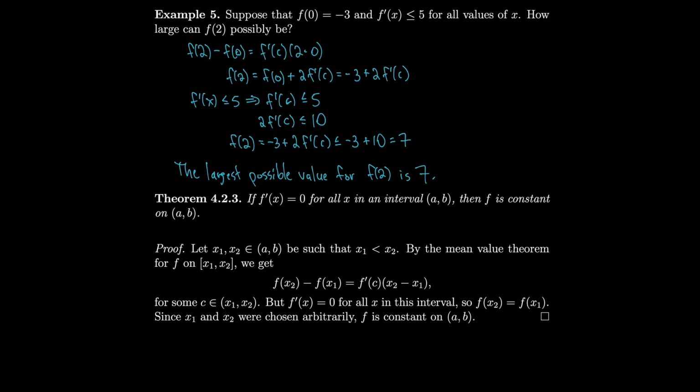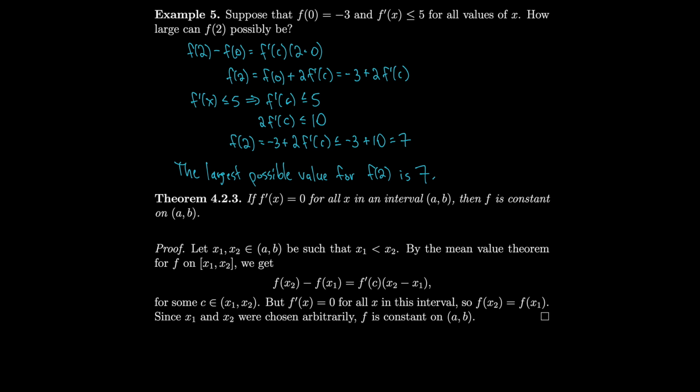Okay, time for another theorem. If the derivative at x is 0 for all x in an interval ab, then f is constant on ab. This is the converse to what we had before, where if you take the derivative of a constant and you get 0. So now we know that the reverse is true. It took us a while to get to this point, but it's kind of cool.